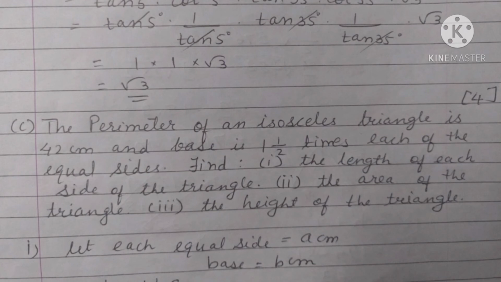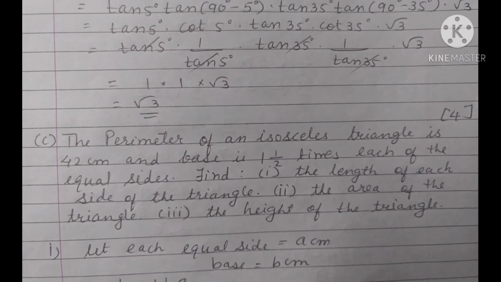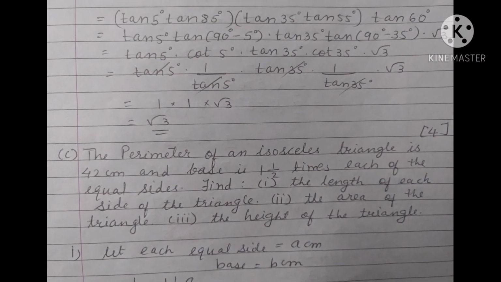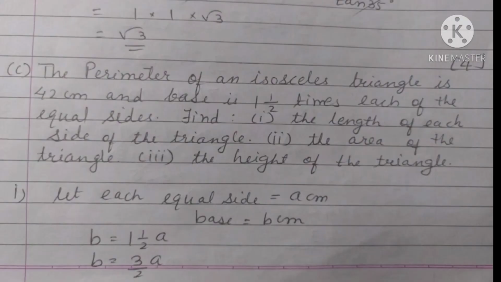So first, let each equal side be a centimeter and base be b centimeter. So first of all, I have changed the values. See students, in textbook the formula is given differently, but here I have chosen equal side as a and base as b. So now b is equal to 1.5 a. So b is equal to 3 by 2 a. So the relation between a and b, first of all we have written.